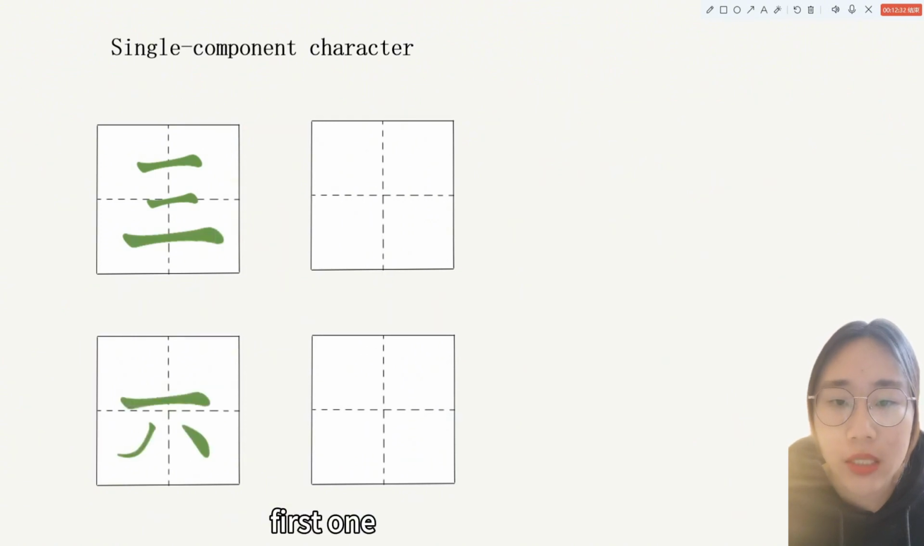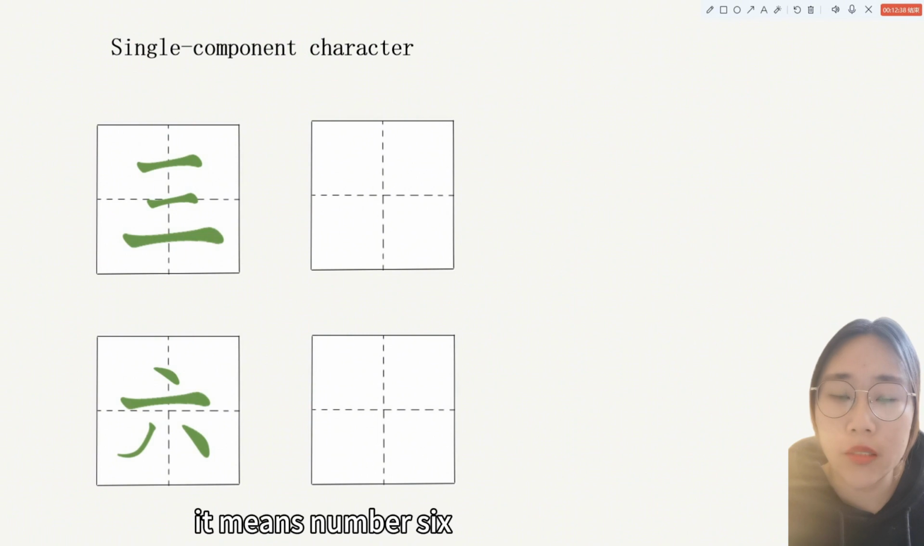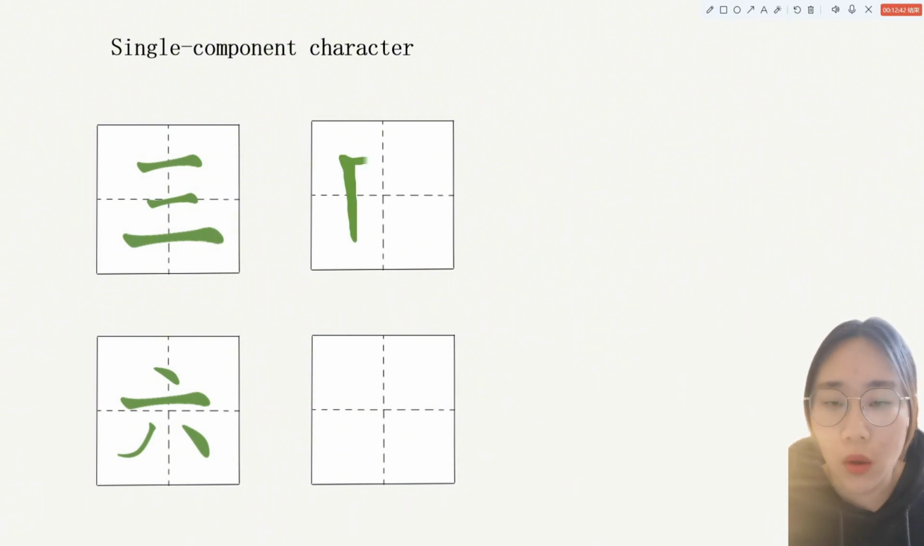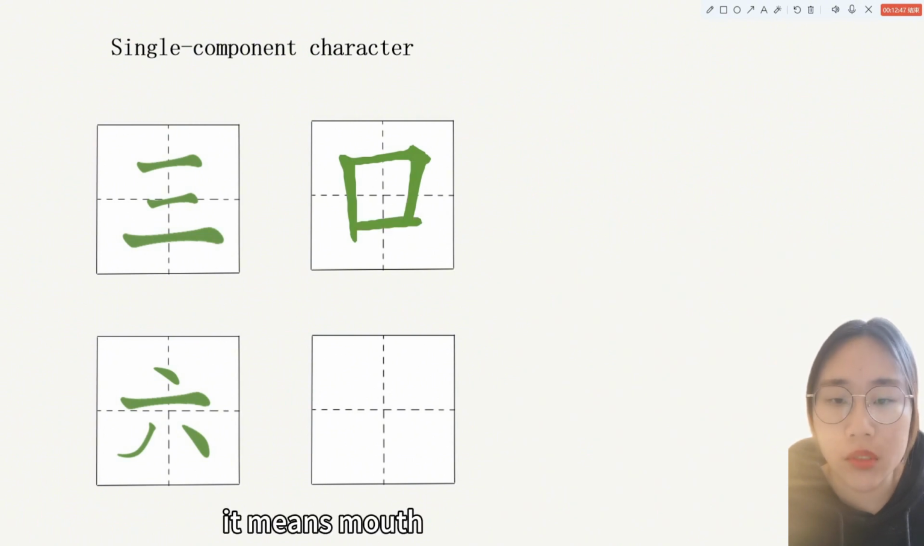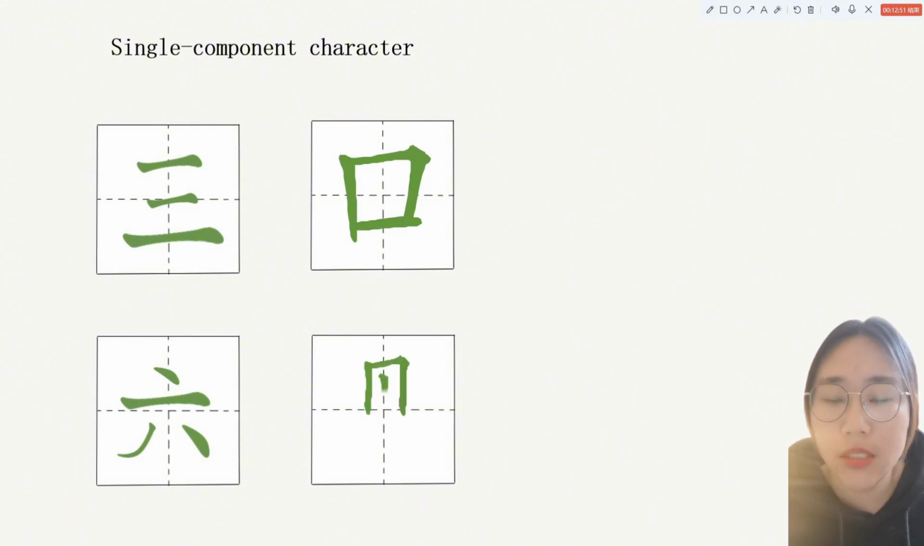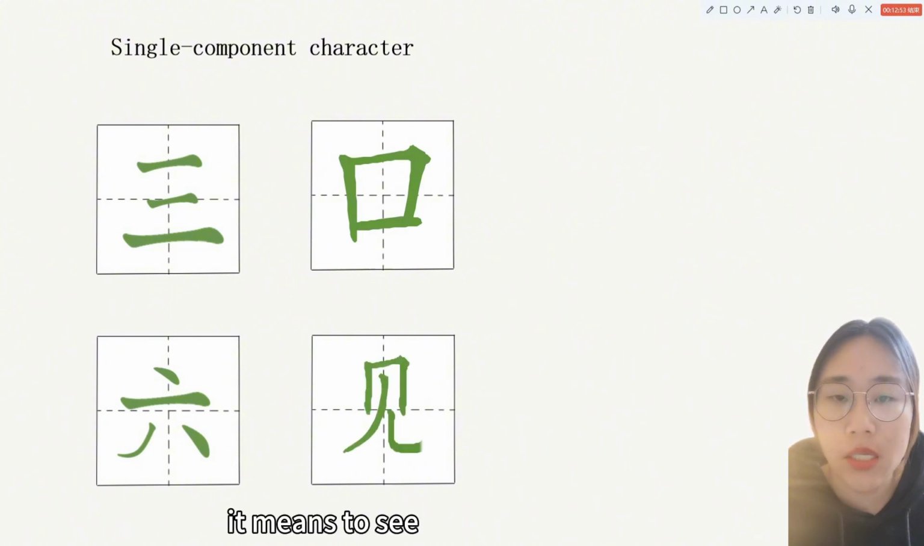Next, 三. 三. It means number 3. 六. 六. It means number 6. 口. 口. It means mouth. 见. 见. It means to see.